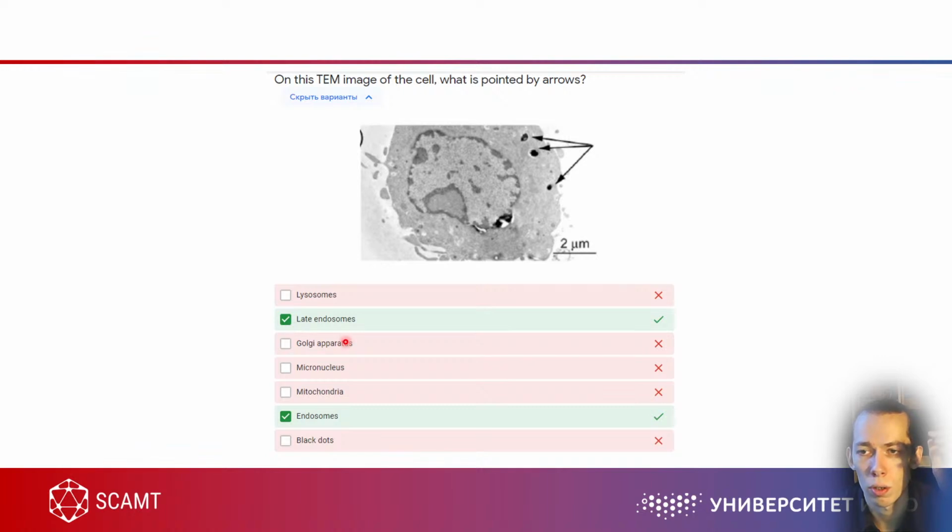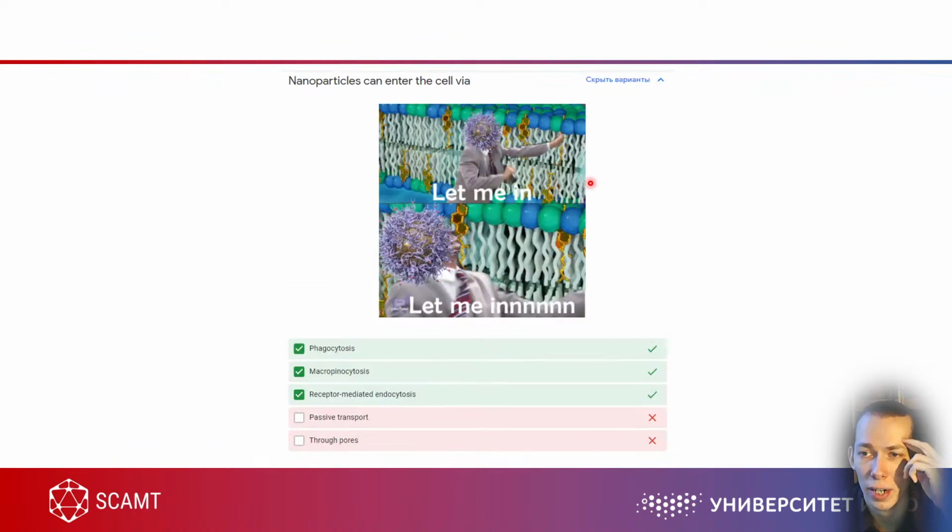It's definitely not a Golgi apparatus, because it has a different shape. It's definitely not a micronucleus, because that is located in the nucleus. Not a mitochondria, and well, a very funny option, it's black dots. Definitely black dots, but every joke has a part of truth. So please pick variants correctly.